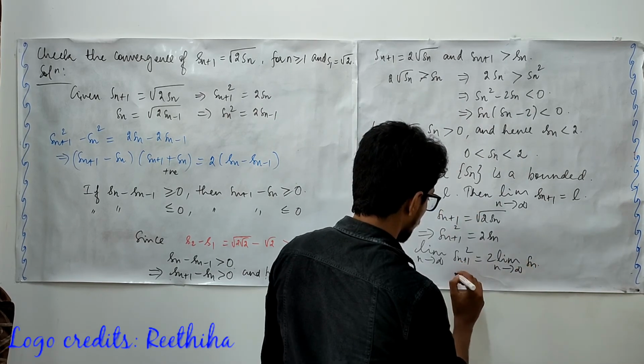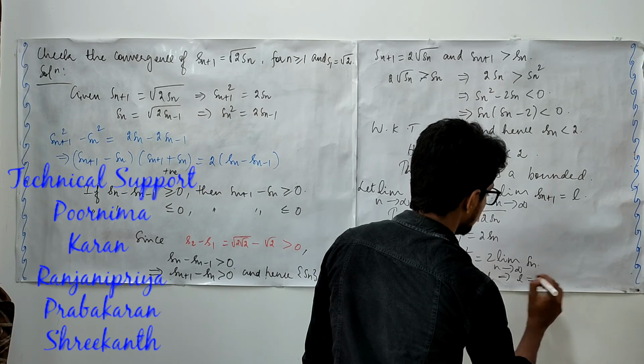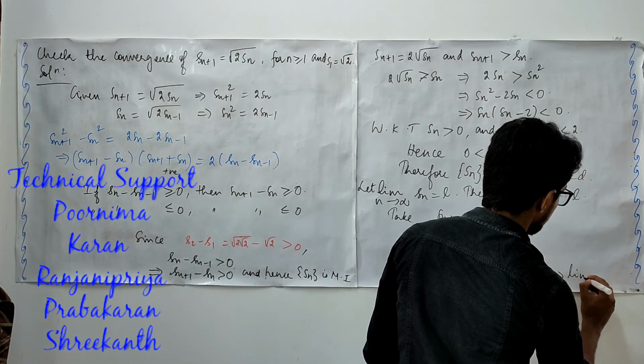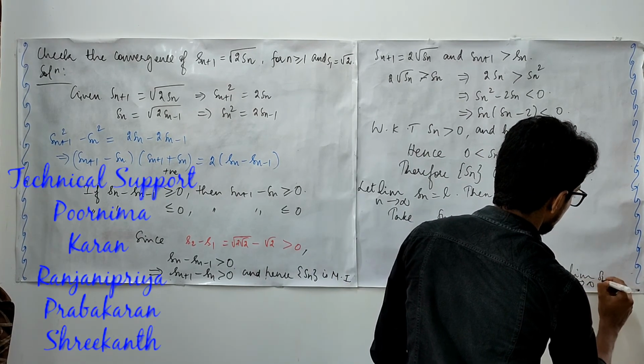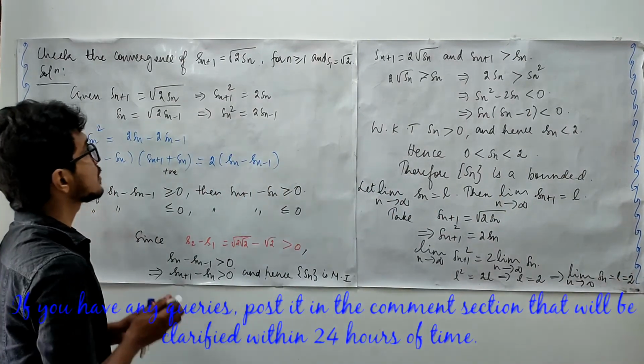What are you going to get? You are going to get this is L square and this is 2 times of L, and this implies L is equal to 2. And what is L? This is limit n tends to infinity Sn is equal to L, and that is 2, and hence the sequence converges to 2.